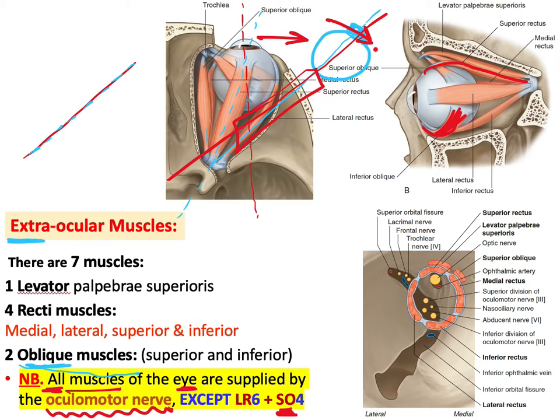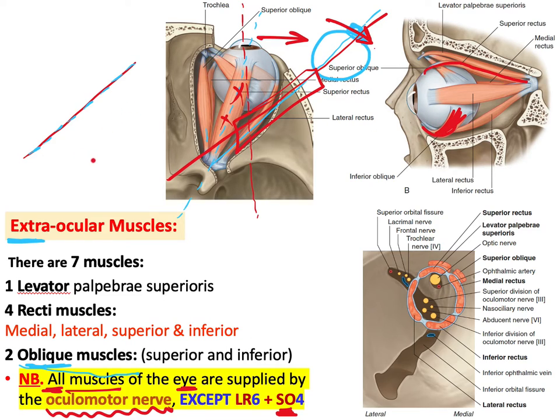Now you ask him to look up. Now you test the superior rectus muscle alone, right? Similarly, the inferior oblique, when you want to test it, yes, you will ask the patient to look upward, but before that, you have to ask him to look medially, right?